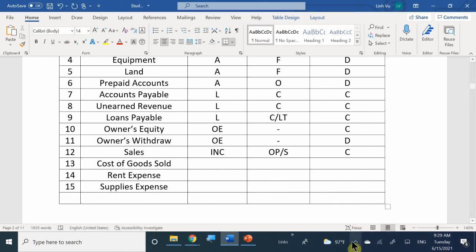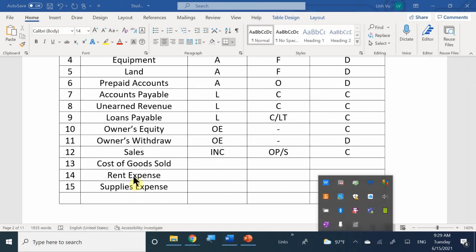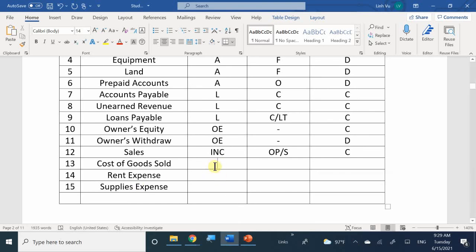It's an expense. It is definitely an expense. Good. Now, what kind of expense is it? Operating. No, it's not operating. It's a cost of goods sold. Cost of goods sold, right? So, cost of goods sold is directly correlated with inventory.